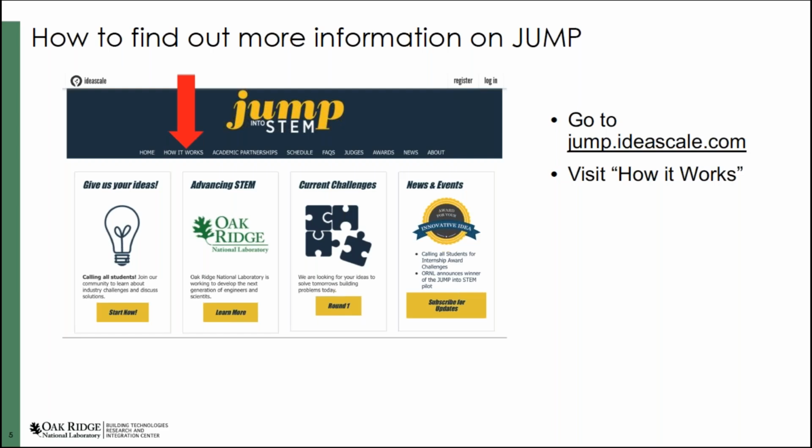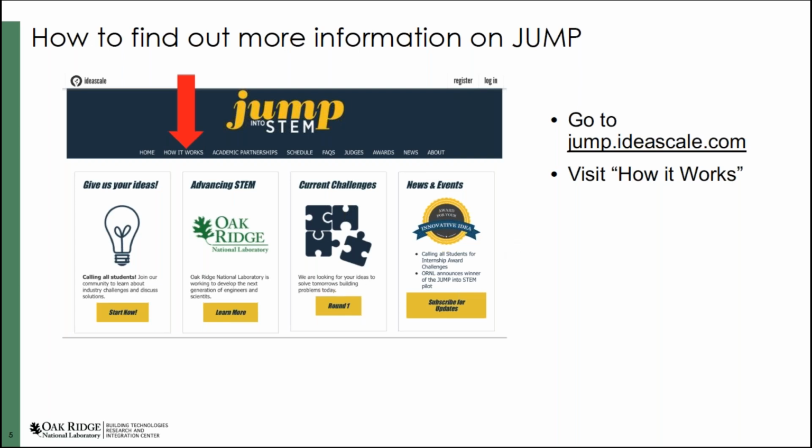Let me go over a quick overview of how to navigate the website. A lot of this information is already recorded from the previous webinar series, so I'm just going to quickly go over this. If you're on the home page at jump.ideascale.com, you should visit How It Works, where this big red arrow is. There's a video there that goes over how this whole website works and things you should pay attention to. So I encourage you to start there with that video.